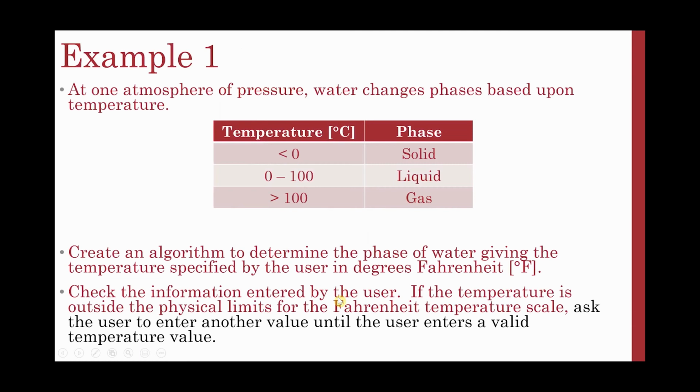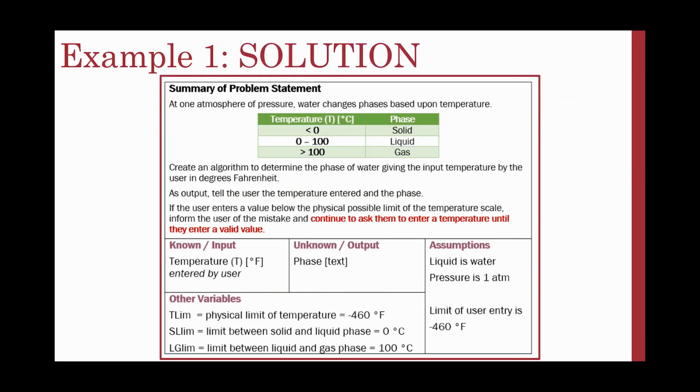So for example, we're going to look at our phase of liquid water again. We want to create an algorithm to determine the phase, and if the temperature is outside the physical limits, we want to ask the user to enter a value until the user enters a valid temperature to be used. Most of our algorithm remains the same from the previous examples that we have looked at. We know the temperature input by the user, the output is our phase, we have our variables that define the limit of our phase. We also have the variable that defines the physical limit of temperature.